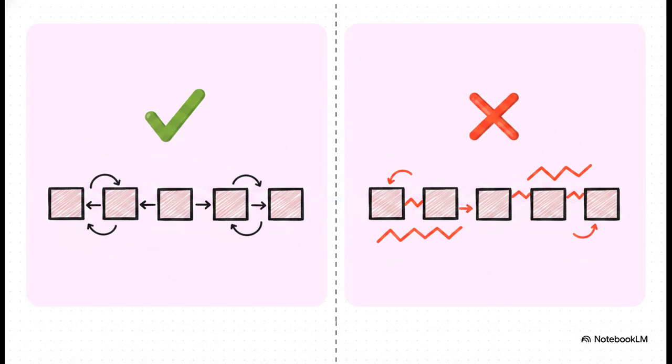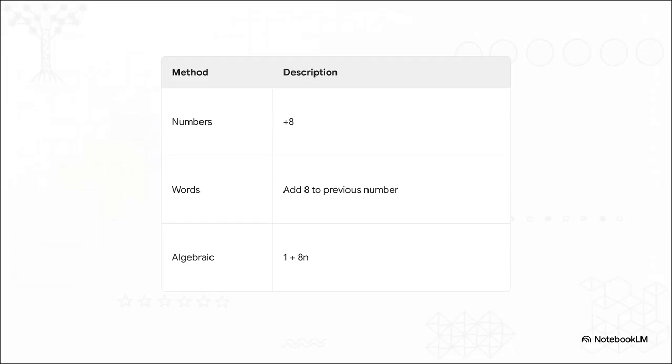Simple as that. Once we know we're looking at a valid sequence, like 1, 9, 17, 25, 33, we can actually describe its rule in 3 different ways. The first is with simple numbers, just writing plus 8. The second is with words, stating, add 8 to the previous number. But the third way, that's the real boss level of this chapter, using algebraic expressions. We can write this sequence as 1 plus 8n. This algebraic rule is incredibly powerful because it captures the entire behavior of the sequence in one tiny little formula.